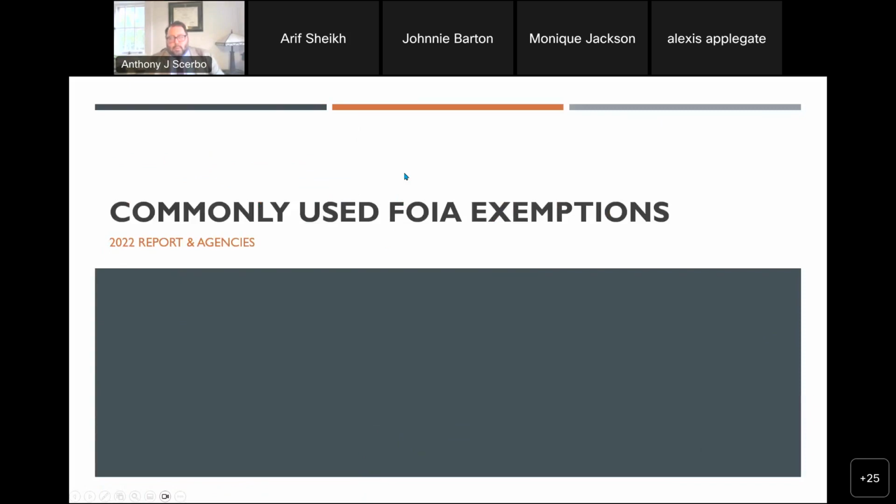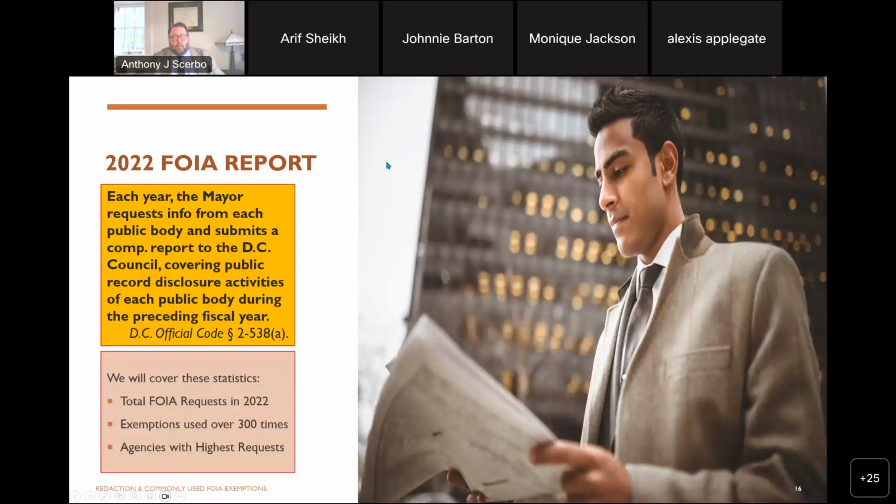Okay, so that's redaction. We're now going to talk about the most commonly used DC FOIA exemptions based on agencies in the district in the 2022 report. So DC Official Code 2-538(a) requires that each year the mayor requests from each public body and submits a comprehensive FOIA report to the council covering record disclosure activities during the fiscal year.